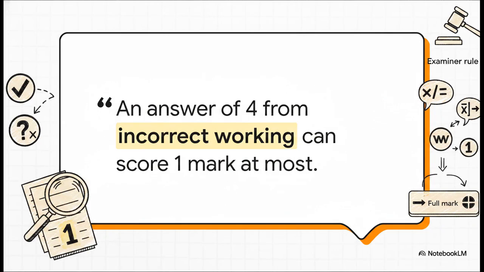Because you have to remember this ultimate examiner rule. An answer of 4 from incorrect working can score 1 mark at most. So the crucial point is you can't just guess the number 4 out of thin air or happen to stumble into it using deeply flawed math and expect to get full credit. No way! If your working is wrong, the absolute maximum you can score for this entire part is a single mark.